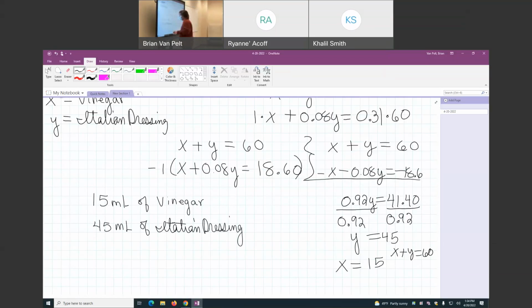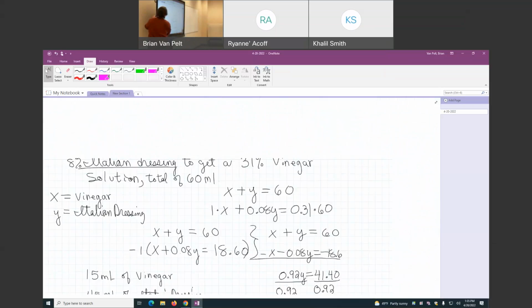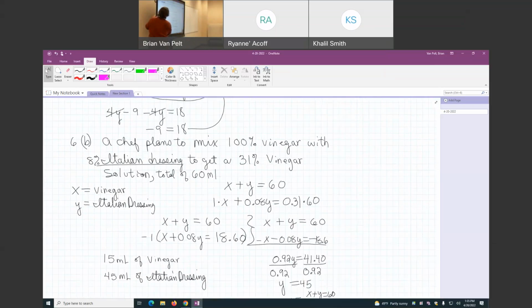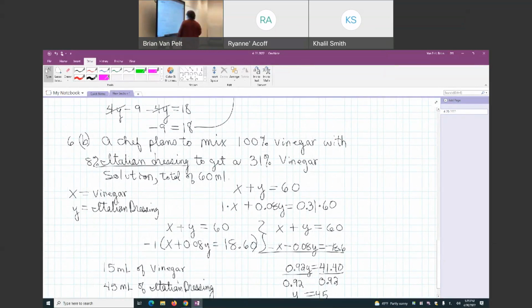Now, I do want to address your question. Here's what I thought you were asking. You said one is 45 or one is 15. Let's go back to the original question for a second. I'm taking two mixtures, or two things that I'm mixing together, 100% and 8%. If my outcome is 31%, can you tell me which one I use more of?